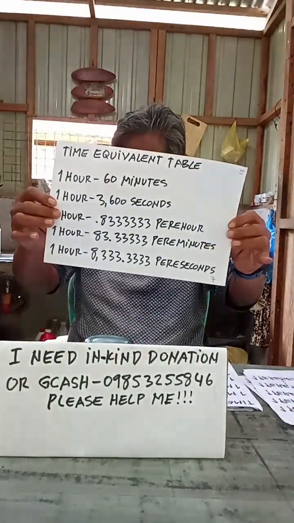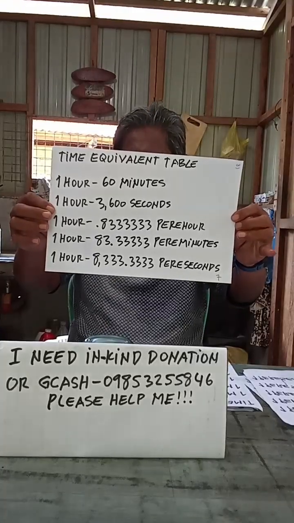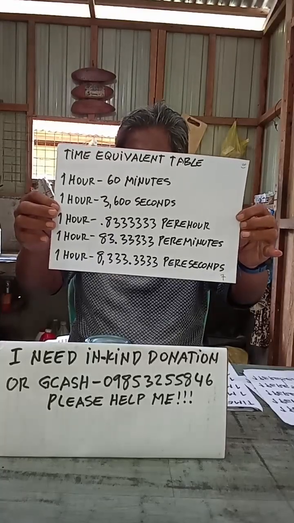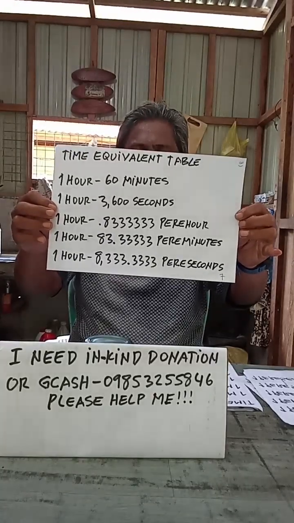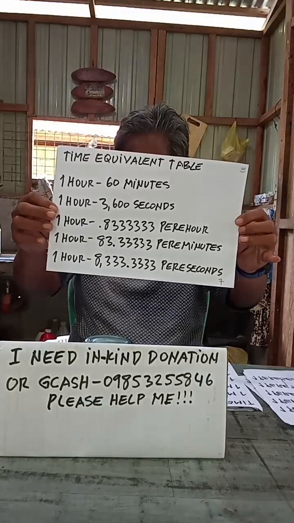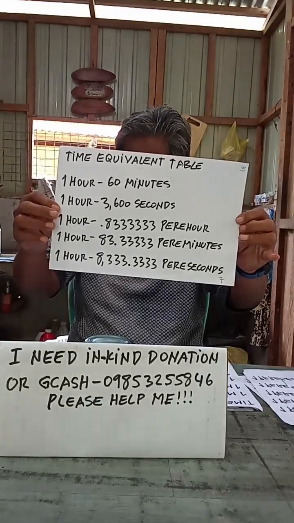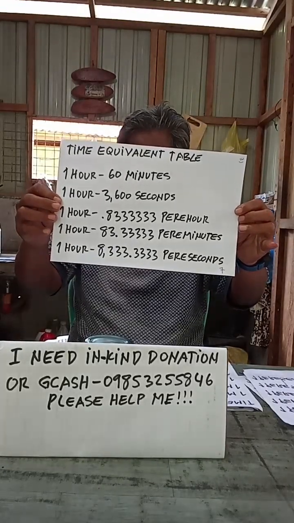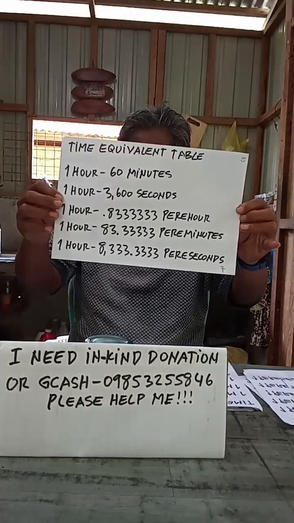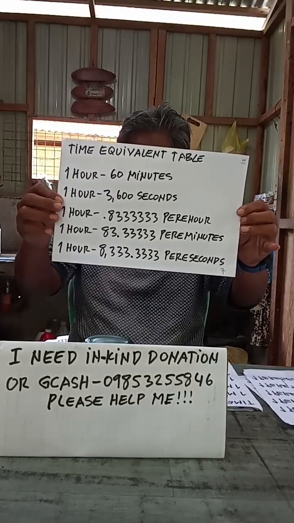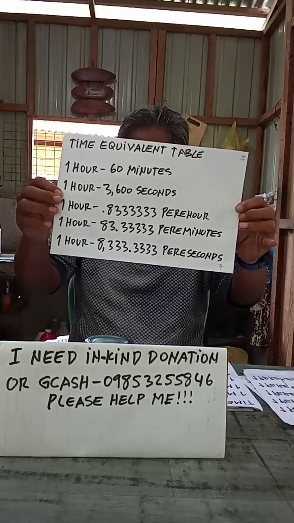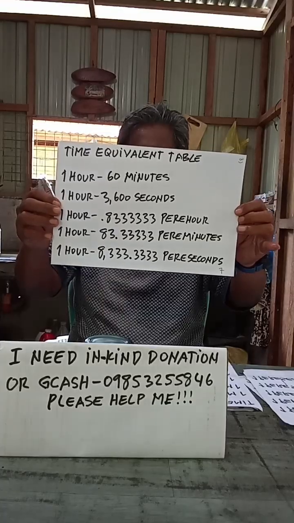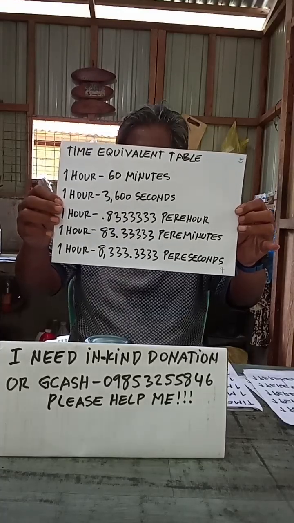So continue. Time equivalent table. 1 hour is equal to 60 minutes. 1 hour is equal to 3,600 seconds.